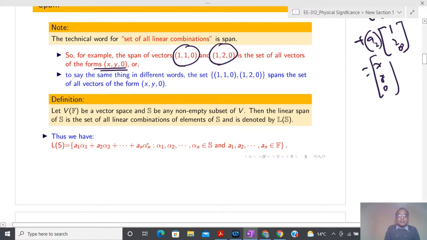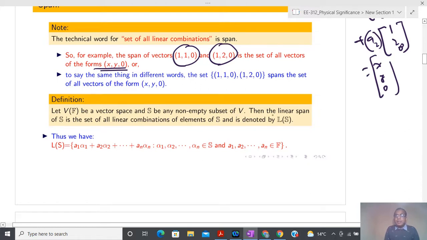The same definition I am going to give here: let V over a field F be a vector space, and S be any non-empty subset of V.